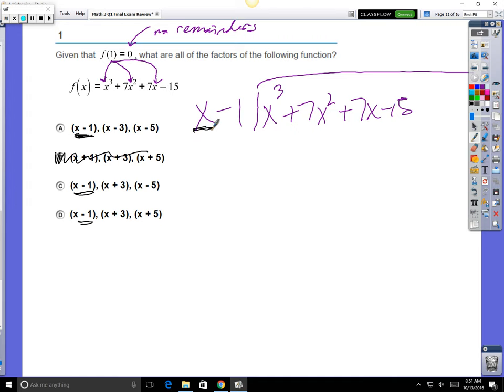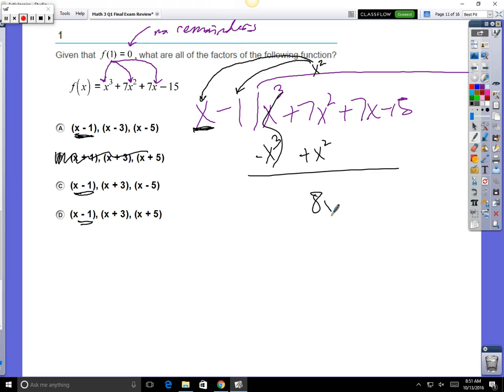factors. So x times what is going to give you x cubed? That is x squared. Now you times x squared by x, and that's x cubed, and you times x squared by a minus 1, and that's a minus x squared. Okay, now the most important part, you've got to subtract them. So change that to a minus, and that is a minus, change it to a plus. So if you add these up, that will be 8x squared.